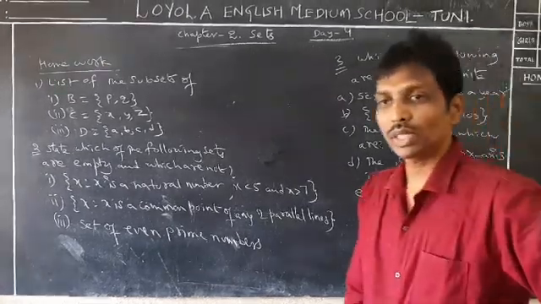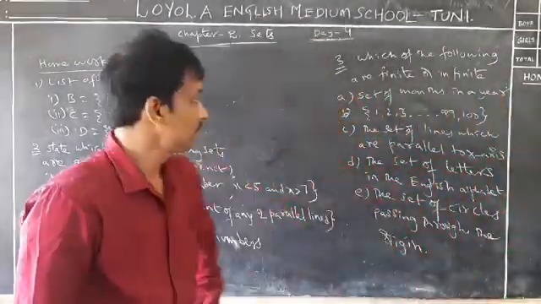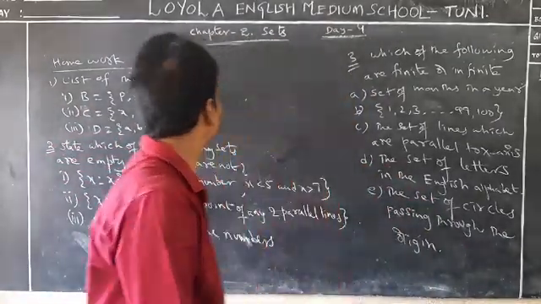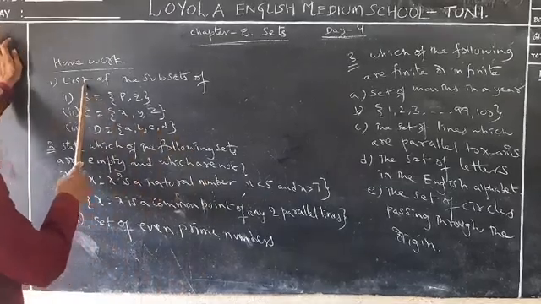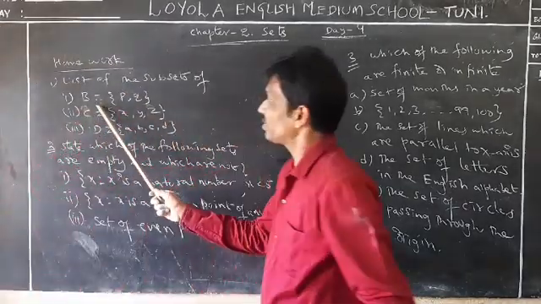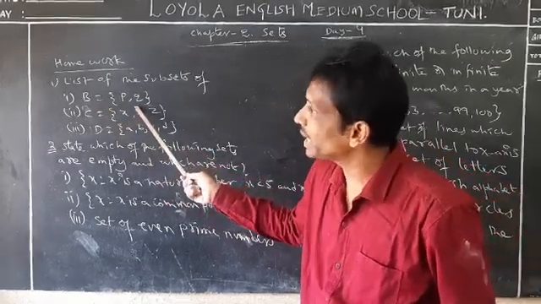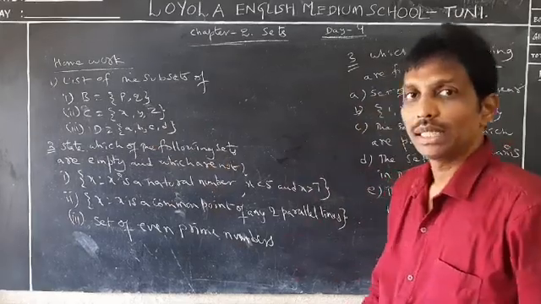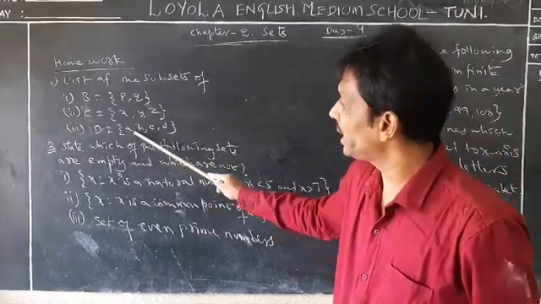Okay children, please note down the homework for today. That is the last class for the finishing of sets topic. The first one is a list of the subsets of the given sets. A is equal to the set of all P, Q. B is equal to the set of all X, Y, Z. C is equal to the set of all A, B, C, D.